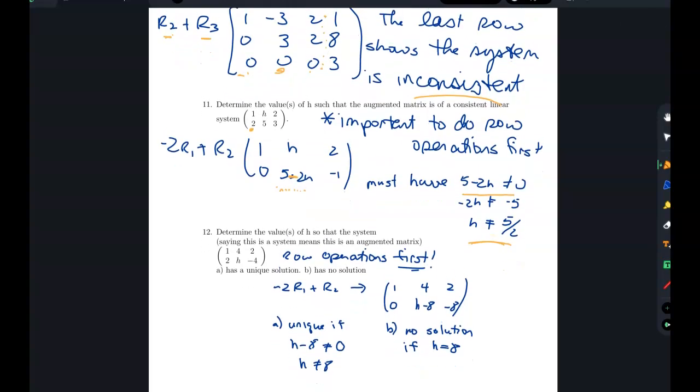Same thing for this one. Do row operations first. Get a 0 here. So I multiplied row 1 by -2 and add. Remember, you're always adding. And so that gives me this matrix right here. Okay, so part A. When does it have a unique solution? It has a unique solution if this is not equal to 0. So that means h does not equal 8. And when does it have no solution? No solution if this is 0. And so that would mean when h is 8.